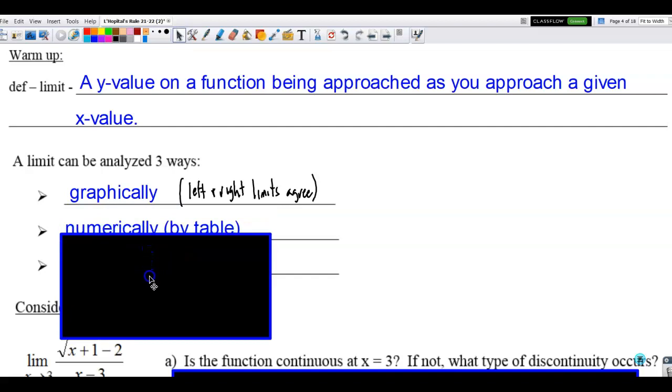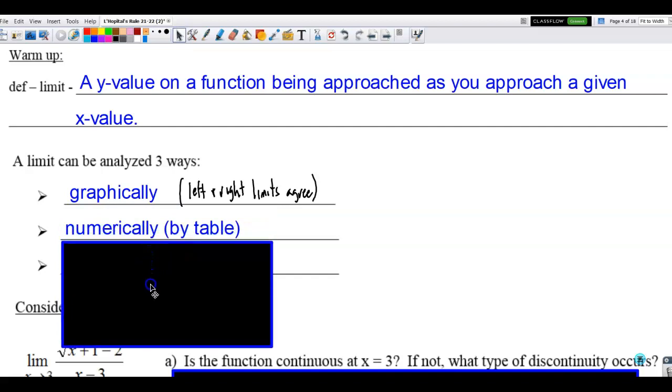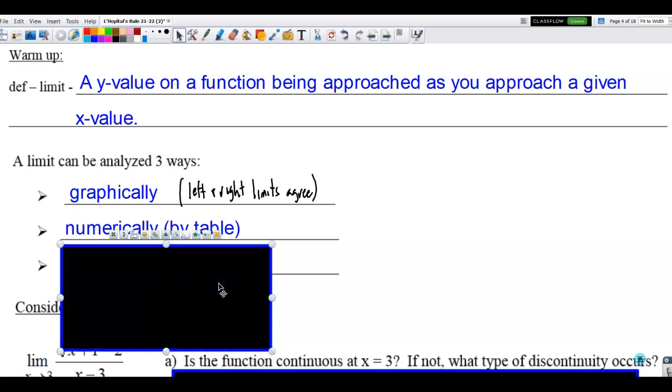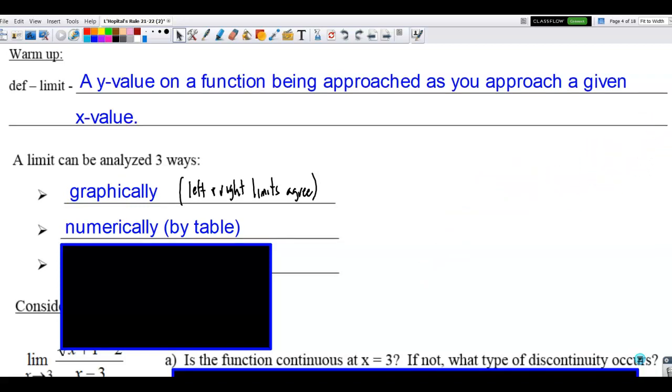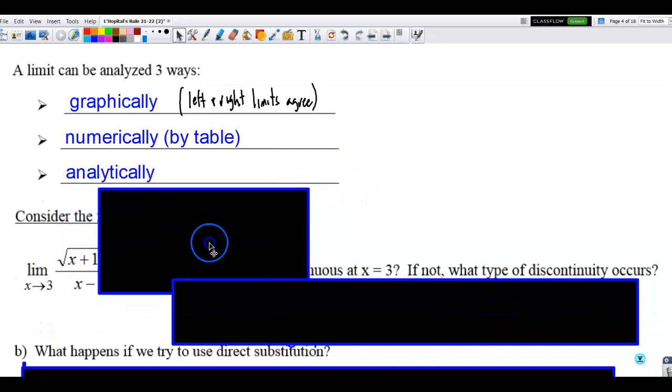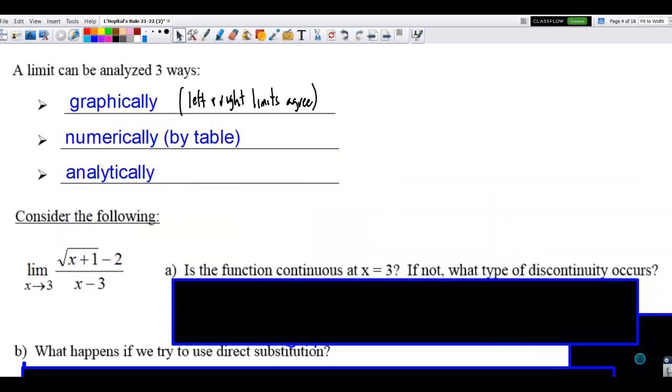Then we examined a little bit finding limits numerically, and numerically simply means we're using a table of values to see what y value is being approached. So it's really the same thing. It's just another strategy of finding a limit. And the third strategy that we used for finding limits was analytically. So if I give you a function, how do you find that limit?